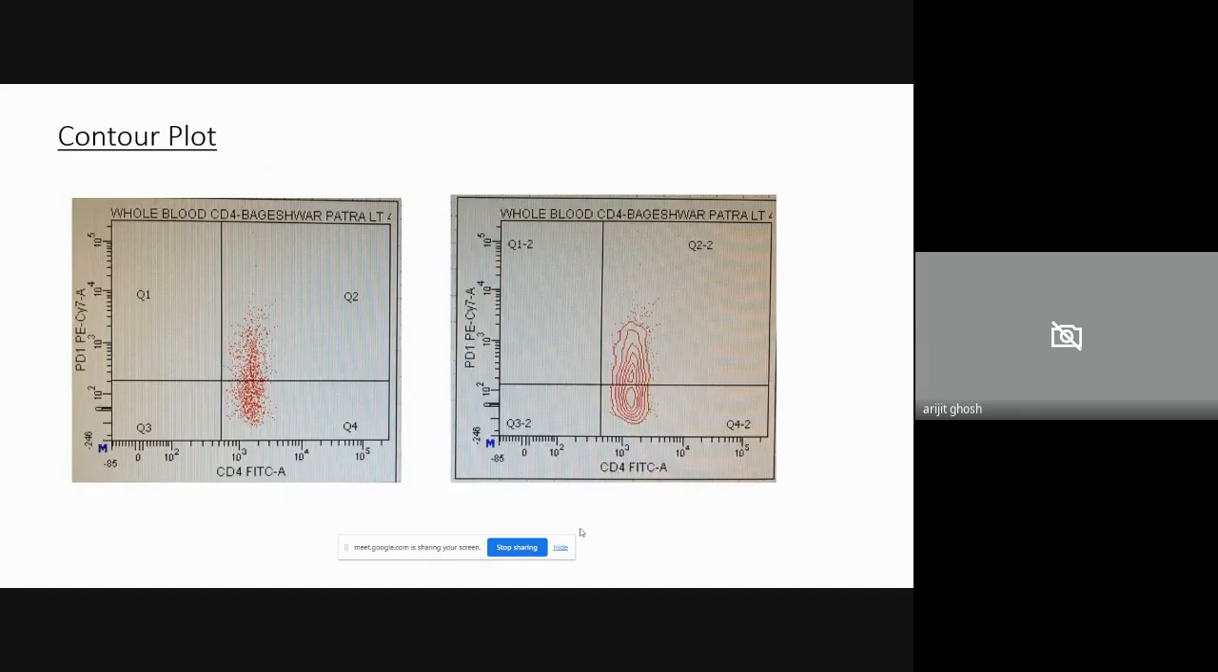Now, what are the advantages of a contour plot? You can see that in the dot plot system, no different populations can be seen, only a single population. But when you get the contour plot, there are two populations.